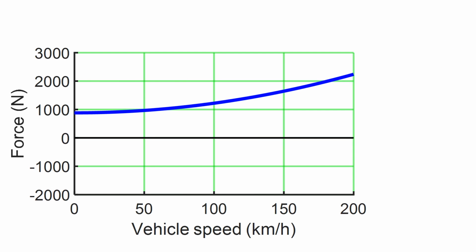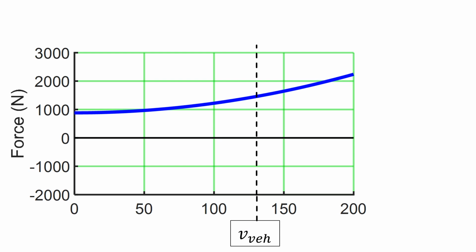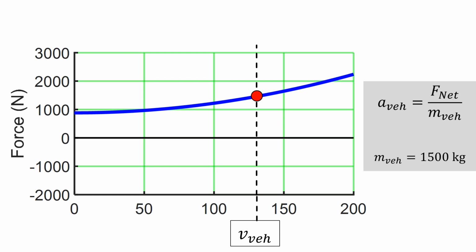Assume that the vehicle is driving at 130 km per hour. The powertrain can produce different forces. We first assume that it produces 1500 Newton. The acceleration is net force divided by vehicle mass. In this case, the net force is 0, so there is no acceleration. The force is now increased to about 3000 Newton, resulting in a net force of 1500 Newton. The acceleration at this traction force is plus 1 meter per second square.